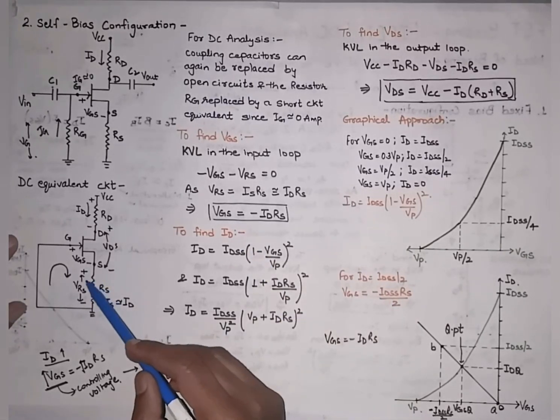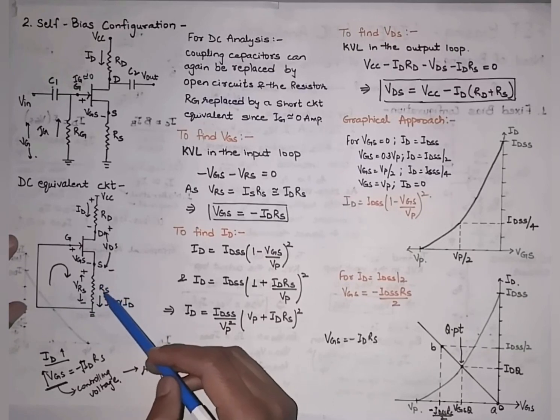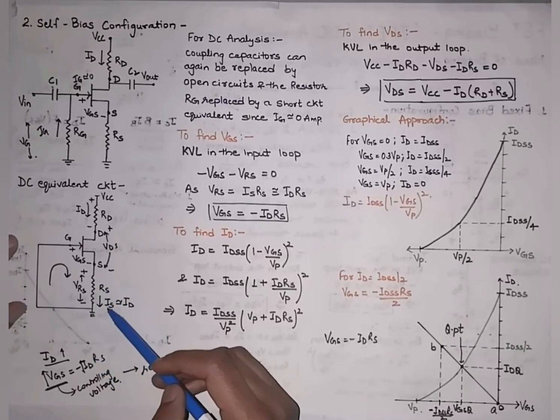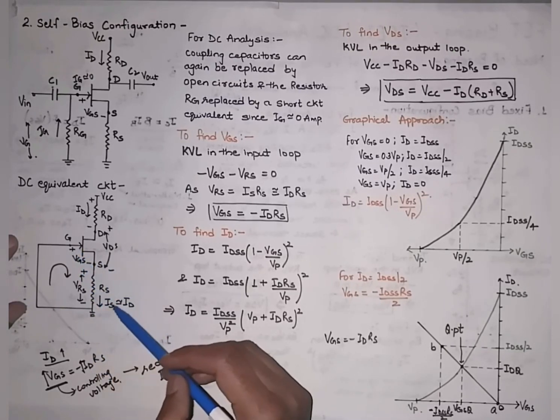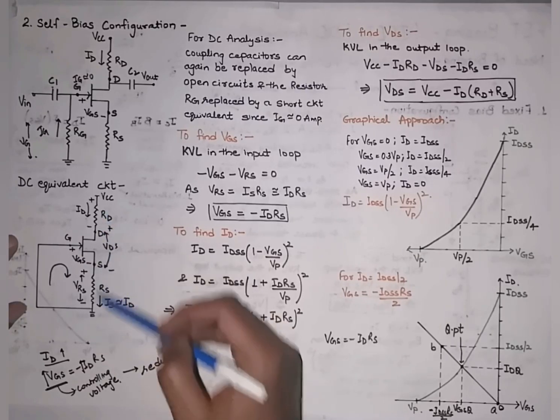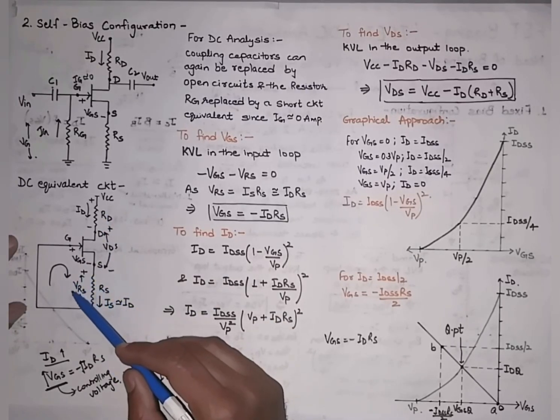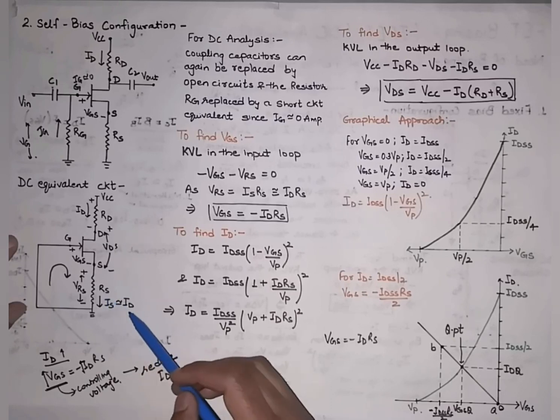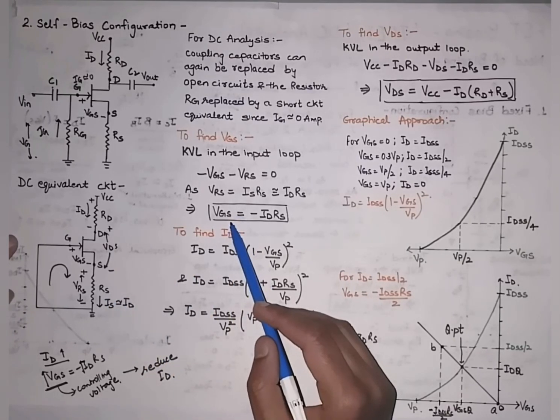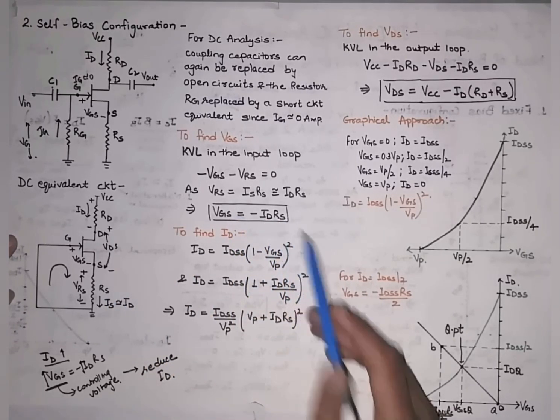Now VRS is nothing but the voltage across this resistor, that is equal to RS into IS, and as IG is very small, we can say IS is almost equal to the drain current. So from this we can say VRS is equal to RS into ID, and our VGS will come out to be minus ID into RS.